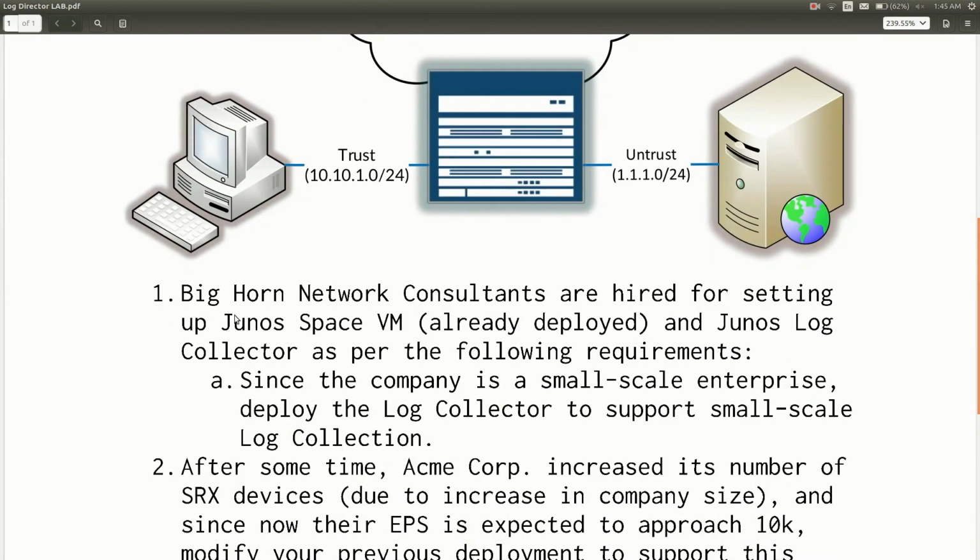Our first requirement is that Bighorn Network Consultants are hired for setting up the Junos Space VM, which is already deployed, and the Junos Log Collector as per the following requirements. Since the company is a small-scale enterprise, deploy the log collector to support small-scale log collection.